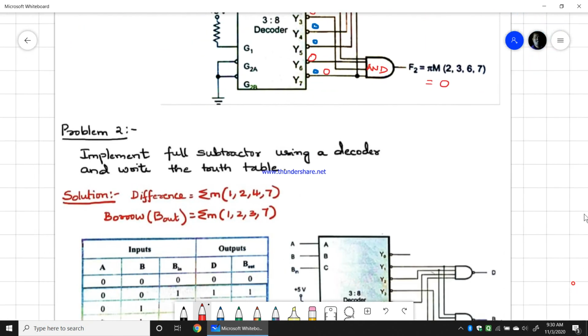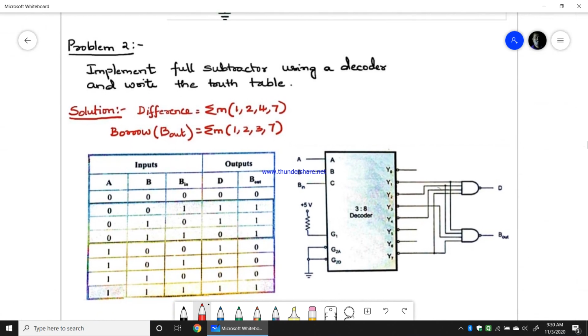Coming to problem 2. In problem 2 they say implement full subtractor using a decoder and write the truth table. So here the first thing is we should know how to write the full subtractor truth table, and then that truth table is used to write the diagram.